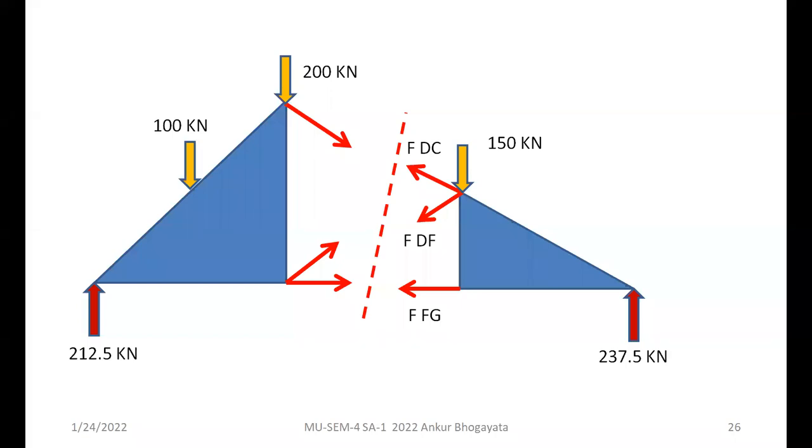On my right hand side, when I cut members, I can see there are three forces. All forces are expected to work in tension. However, if the answer comes negative, we'll see that they are in compression. So force DC, force DF, and force FG or GF, whatever you designate doesn't matter, right? As I specified earlier, even if you change the designation from GF to FG, it doesn't change the value, nor the nature of the force. It's only the labeling, nothing else.